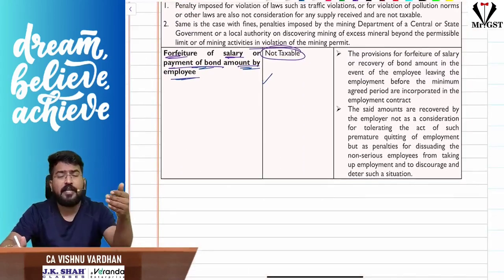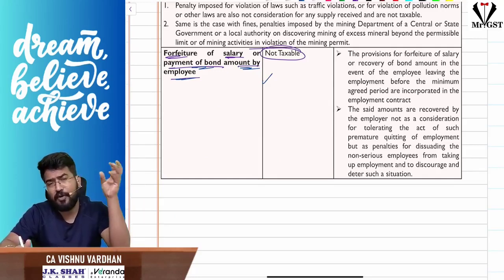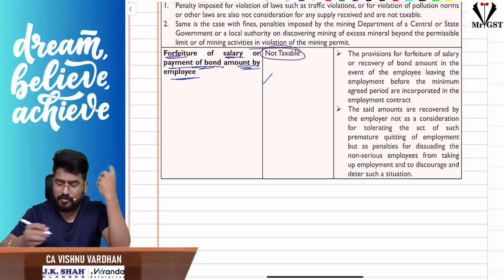Next, an employee terminating the employment contract before the period. If he is not serving the complete notice period, for which the employer forfeits his salary, that is punishing the employee for not fulfilling his contract. That is also not consideration for agreeing to tolerate something, so it is not taxable.